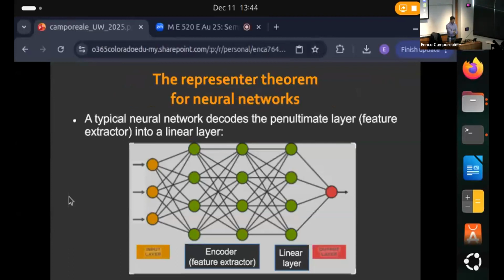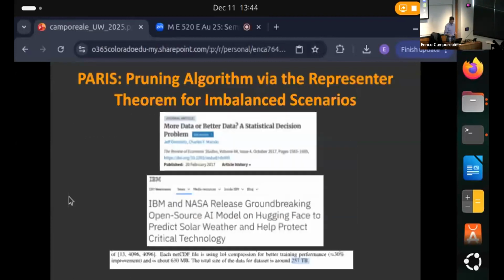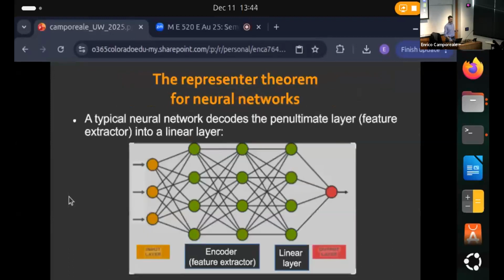Okay, to explain, and by the way, the algorithm is called Paris. It's a brilliant acronym that ChatGPT came up with. It's called pruning algorithm via the representative theorem for imbalanced scenarios. So to explain that, I need to explain a little bit what the representative theorem is. You might be very familiar with this. I have to admit, I don't come from statistics or machine learning, so embarrassingly enough, I discovered this only a few months back, but I realized it's very standard knowledge.